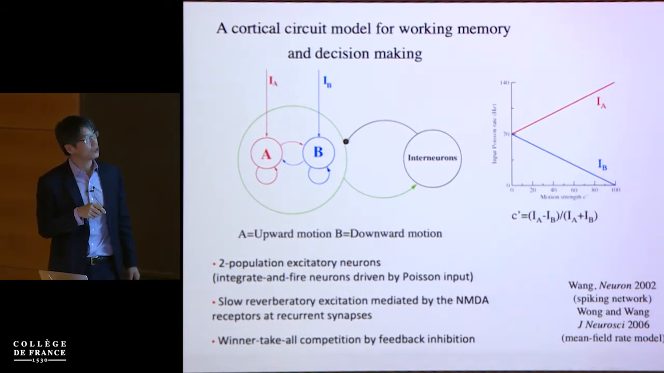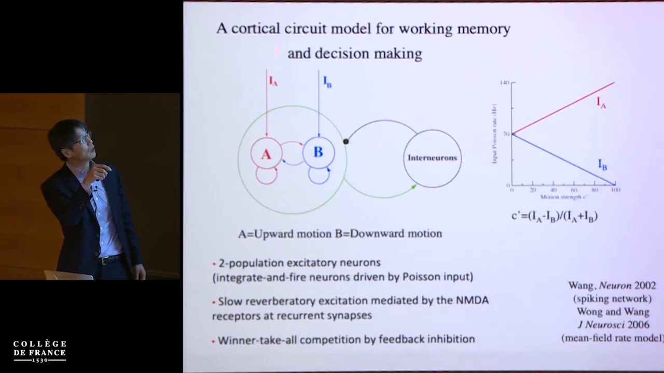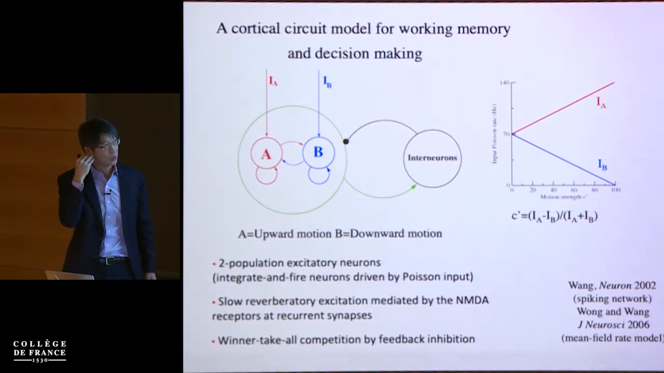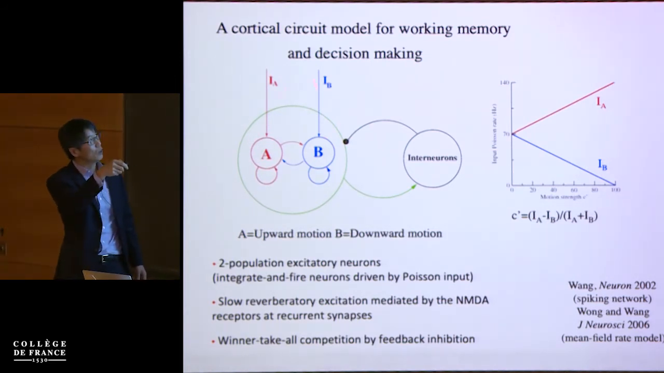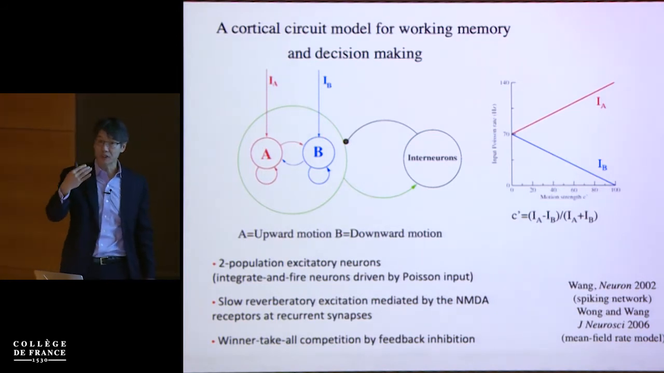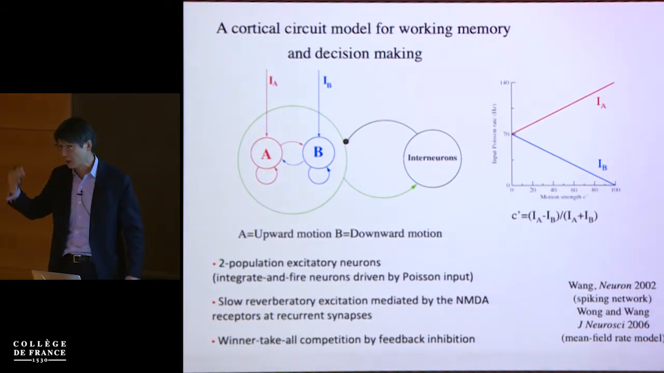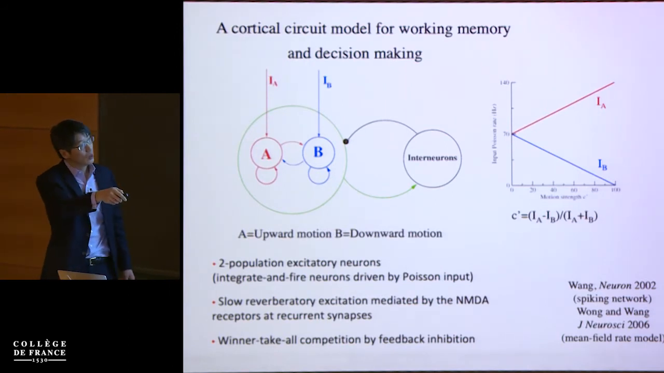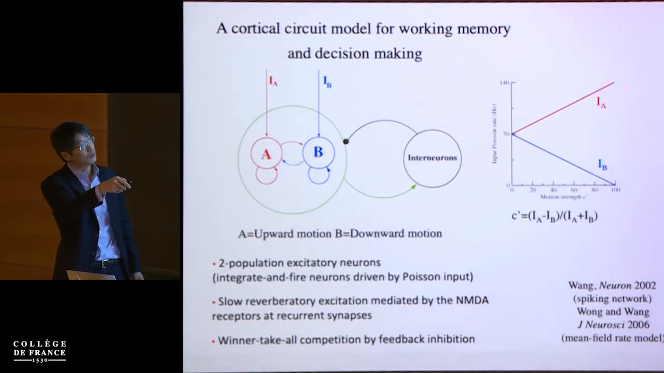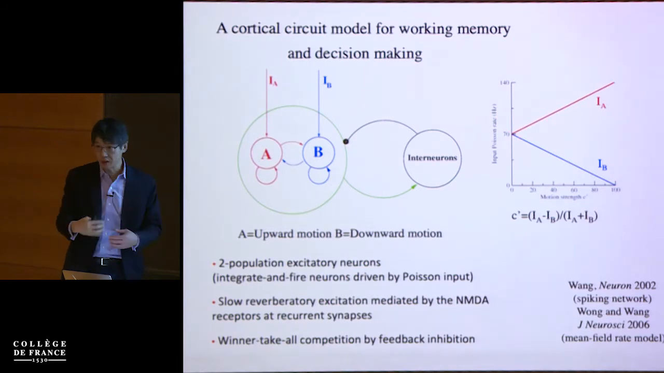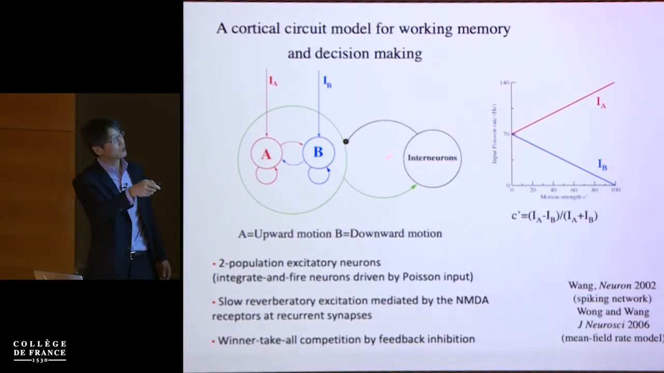Now, to simulate decision making, you have to design the inputs carefully. The way we did it is to assume that inputs reflect the outputs from sensory coding neurons in MT. For example, if you have a stimulus in favor of A with 100% coherence, then the input to A in red is very big, and input to B is 0. On the other hand, if the motion strength is 0, the input to A and B is exactly the same. The system is symmetrical.